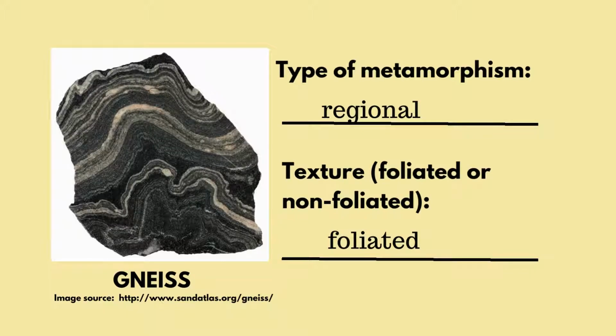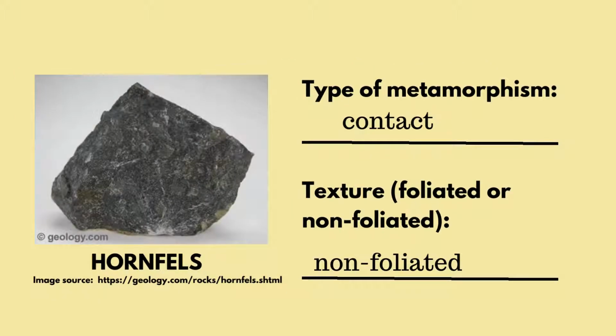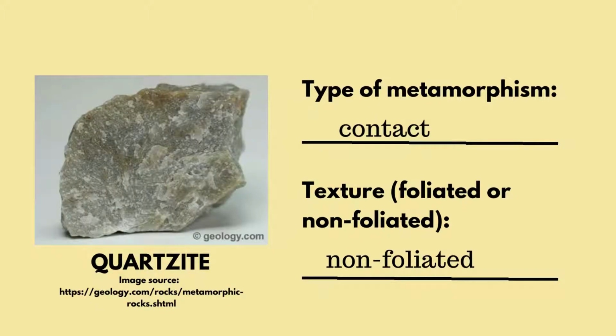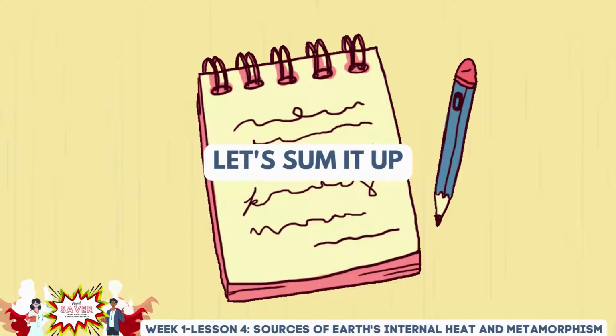The type of metamorphism of gneiss is regional metamorphism. Its texture is foliated. The type of metamorphism of amphibolite is contact metamorphism, and its texture is non-foliated. The type of metamorphism of hornfels is contact metamorphism, and its texture is non-foliated. The type of metamorphism for quartzite is contact metamorphism, and the texture is non-foliated. Lastly, the type of metamorphism of schist is regional, and the texture is foliated.